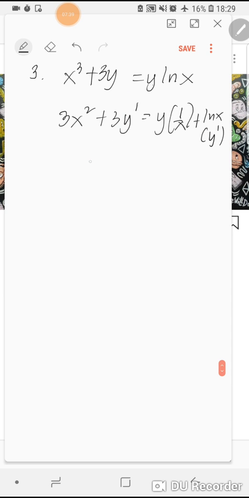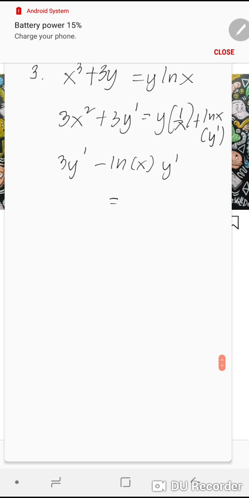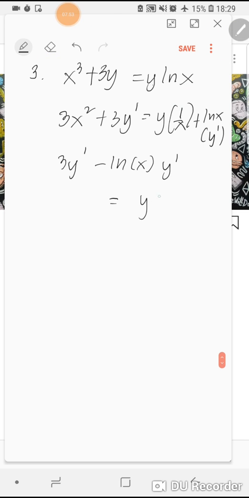Then transposing all the terms, 3y prime minus ln x, so that would be inside. And then there's the y prime equal to y times 1 over x minus 3x squared. Let's write the 2 properly. Then after which, let's factor out. Factoring in algebra is really crucial.